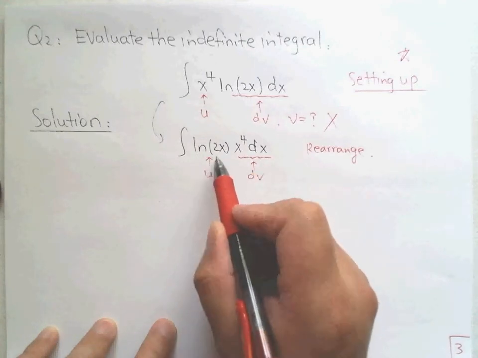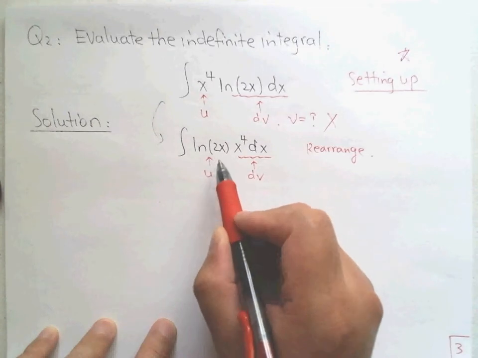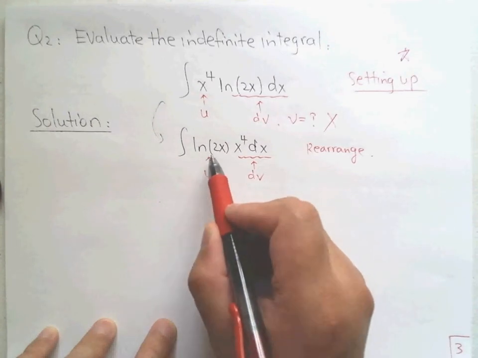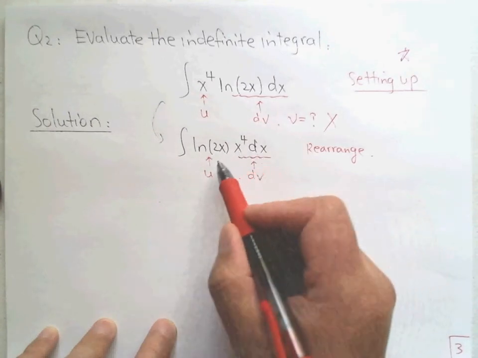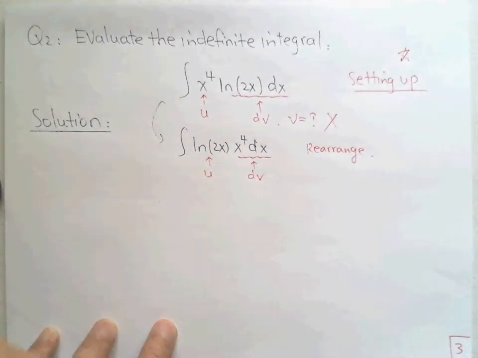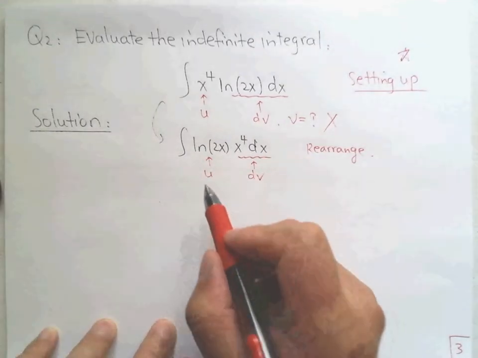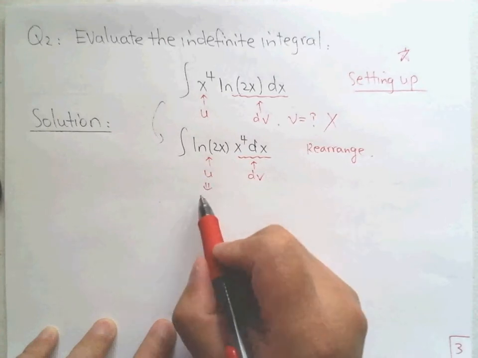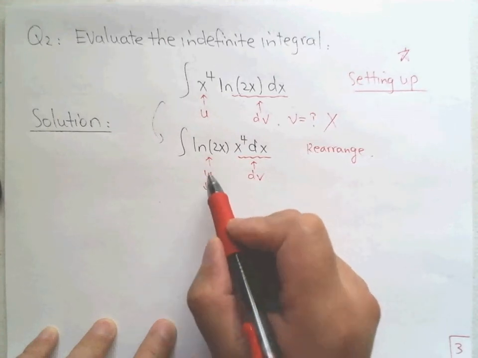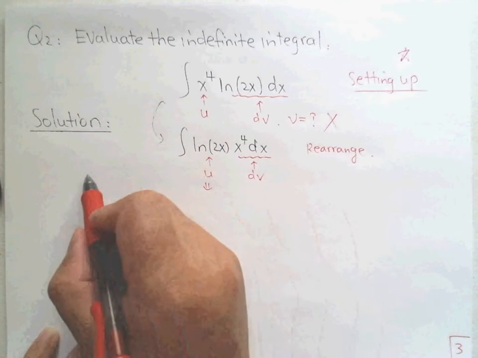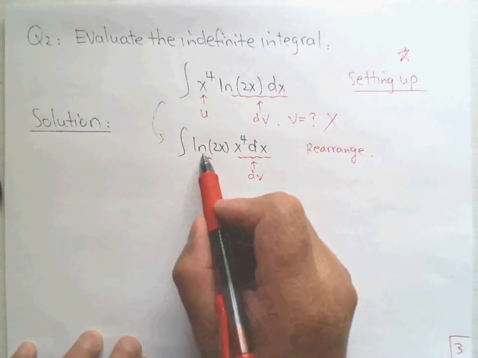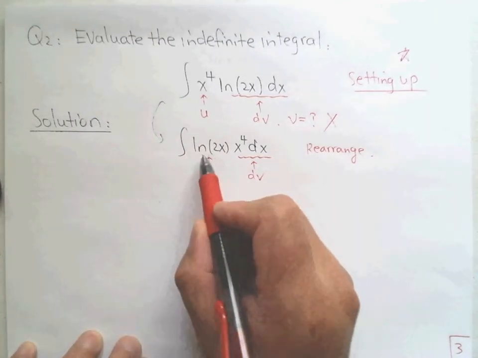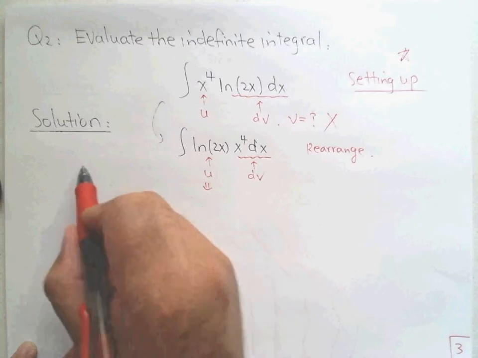And do you think taking the derivative of u is simple? Yes, the derivative of ln is just the power function, the reciprocal function. That's good. That's all we need. Now we do need the derivative, because this is a chain rule.